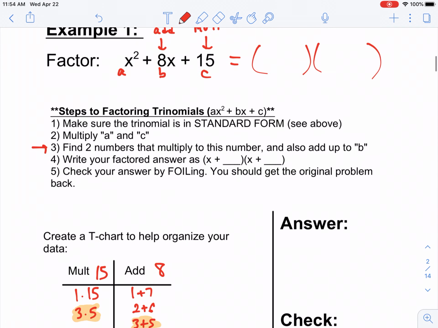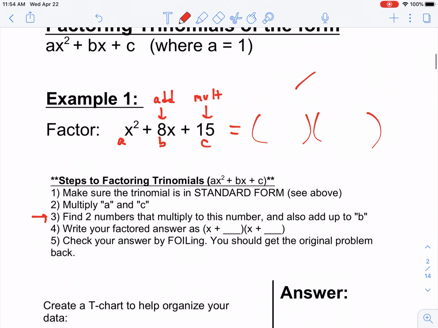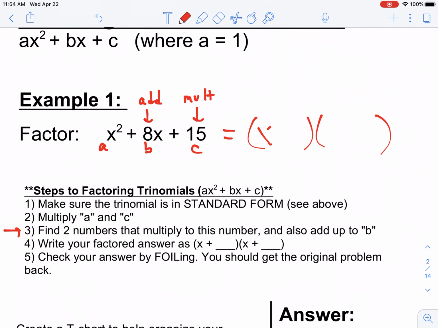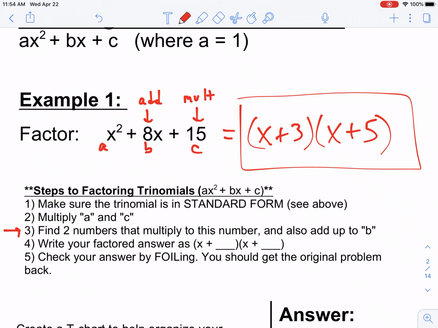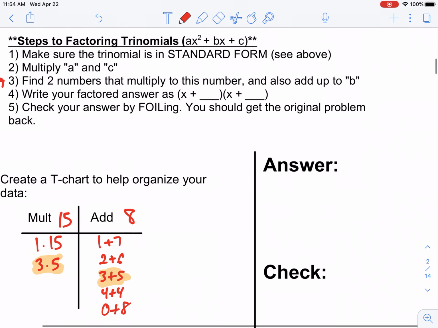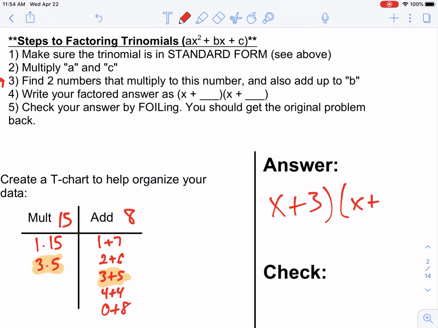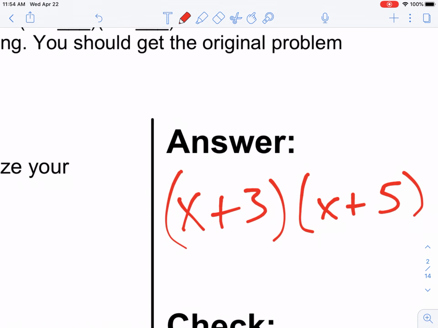So here's what you do. It's very simple. You write your parentheses as x plus 3 and x plus 5. You just put in those two numbers right there with two x's. So that's what we just wrote. We wrote x plus 3, x plus 5, and that is our factored binomial. That's our factored answer. And then finally, you could check your answer to see if you did it right.